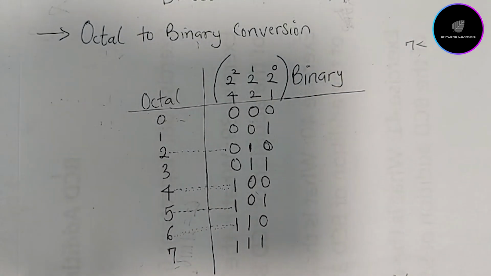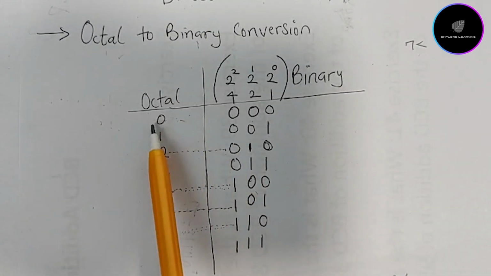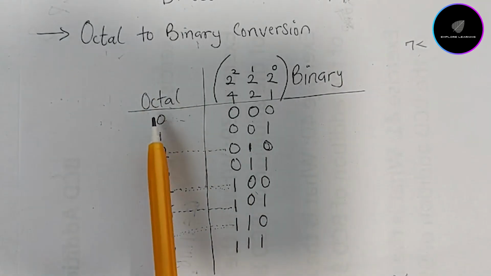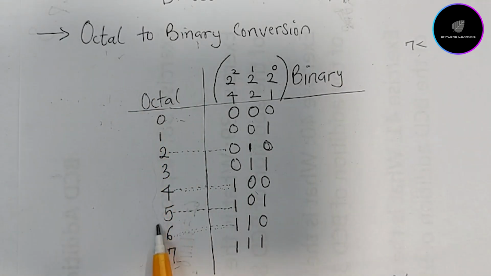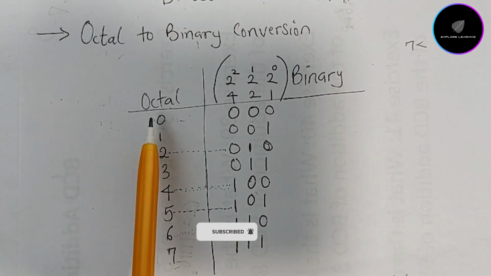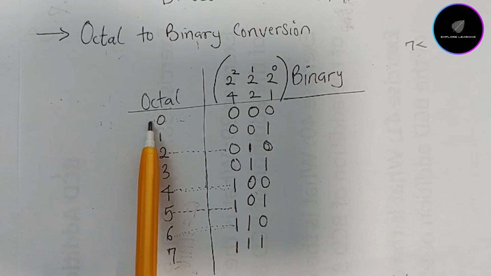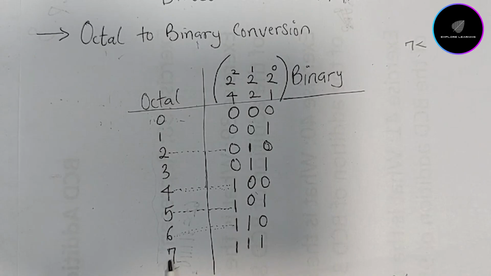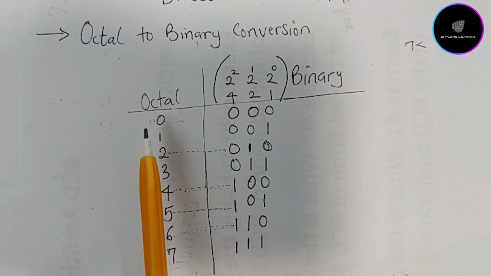Alright, so let me explain a few tips to you. In the octal number system, we have a total of 8 digits, beginning from 0 down to 7. In this situation, we can say that the minimum number in the octal number system is 0 and the maximum number is 7. Now, we need to represent these values in binary bits.